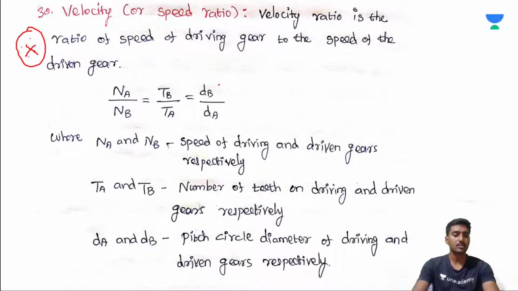TA and TB are the number of teeth on the driving and driven gears respectively. DA and DB are the pitch circle diameters of the driving and driven gears respectively.